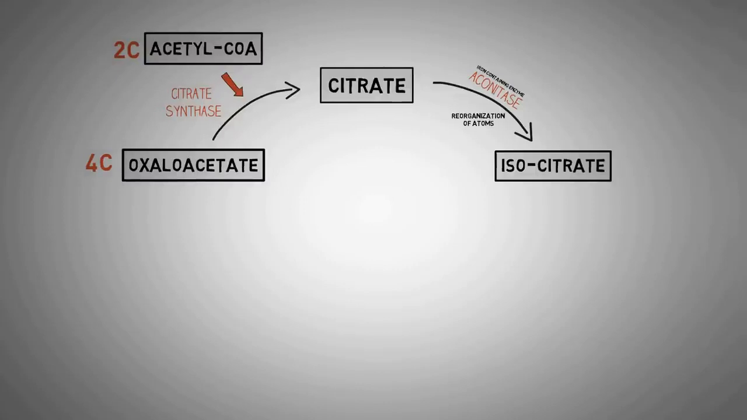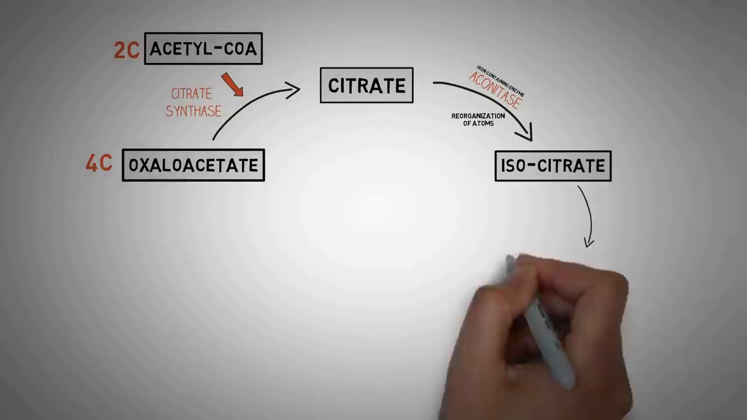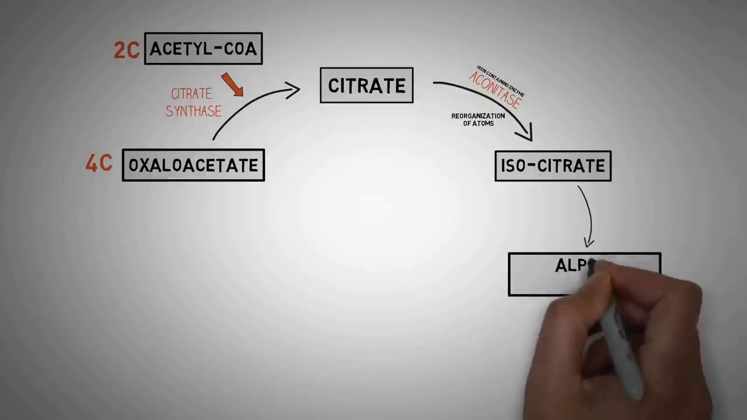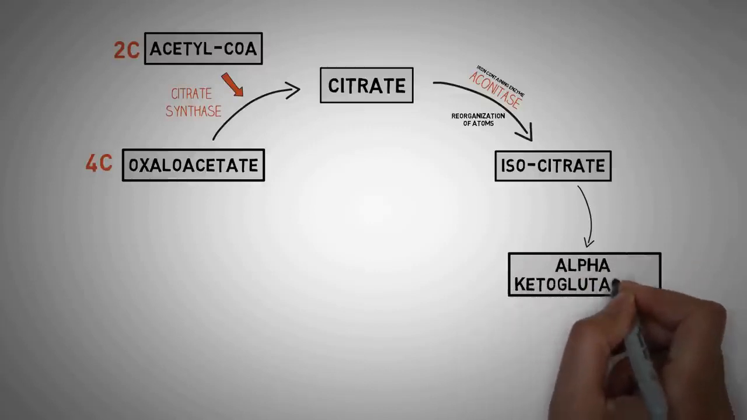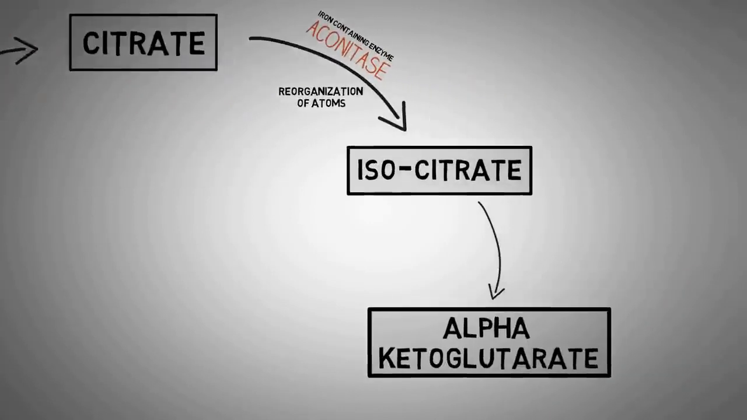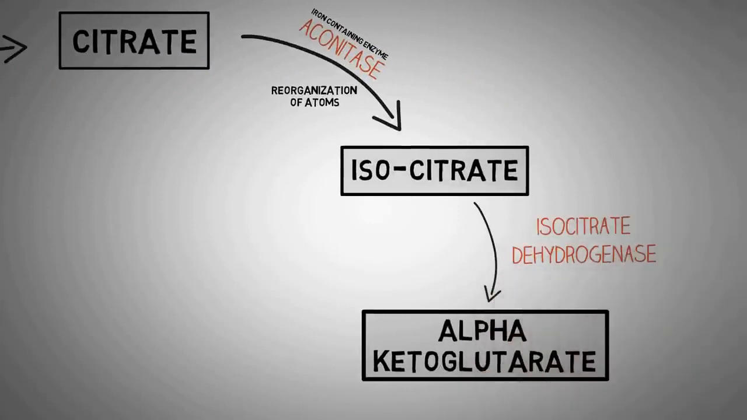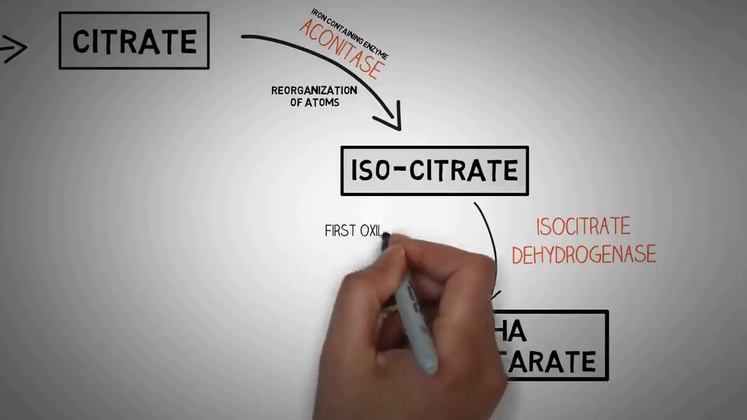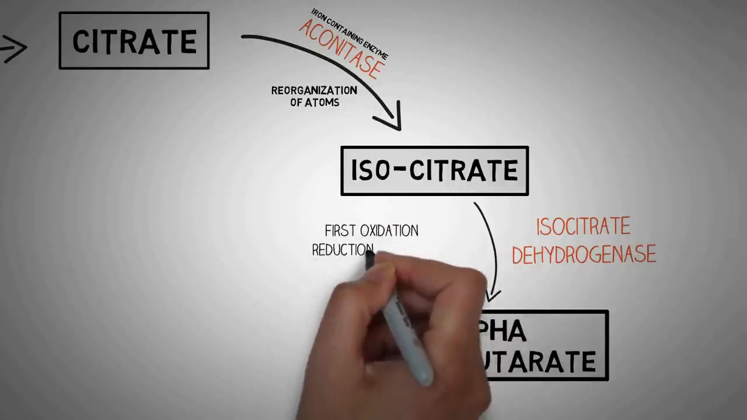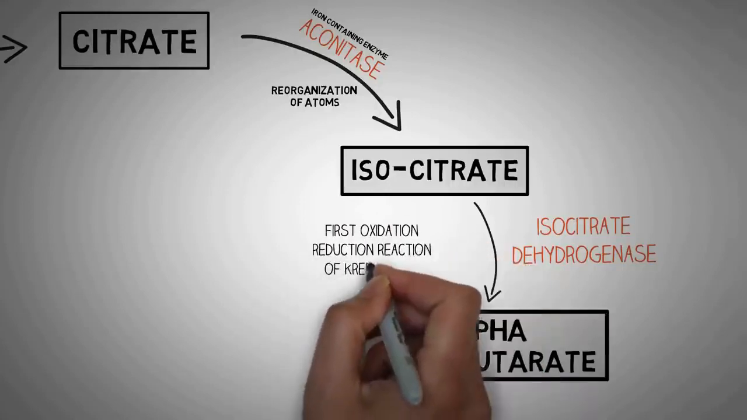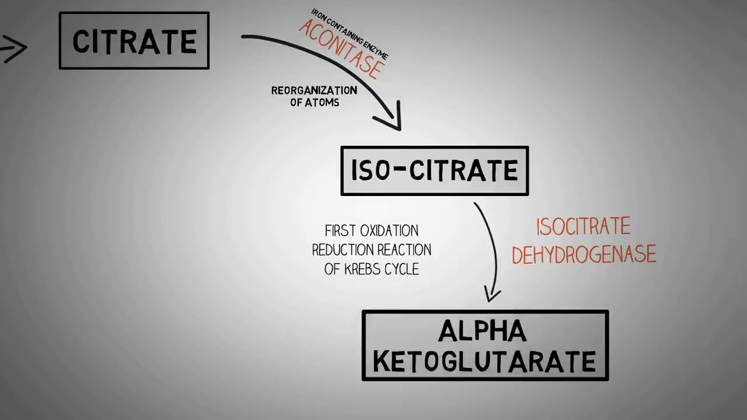Moving on to the next step in the Krebs cycle. In the next step, the isocitrate is converted into alpha-ketoglutarate by the enzyme isocitrate dehydrogenase. Now we come to the first of the 4 oxidation reduction reactions in the citric acid cycle. These oxidation reduction reactions are the ones which produce energy in Krebs cycle. And all of these 4 reactions use enzymes in them which are known as dehydrogenases.